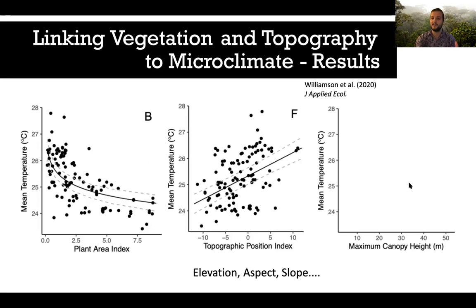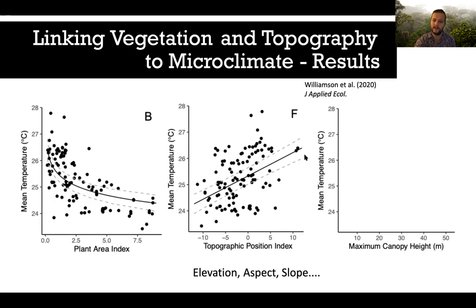With topographic position index, you've got a positive relationship. High topographic position index scores mean you're on a ridge. Low means you're in a depression. So this is to do with the topography. What we're finding here is that in these depressions, you've got lower temperatures. On top of the ridges, you've got hotter temperatures. Again, this is to do with exposure, probably. You're going to have more exposure to sunlight on the top of ridges.